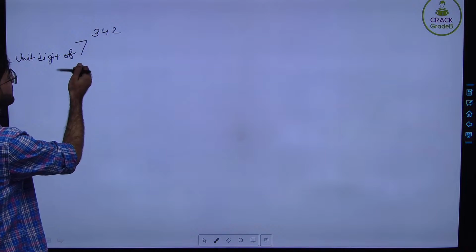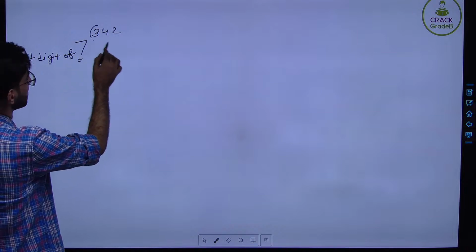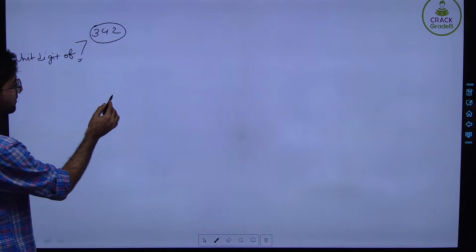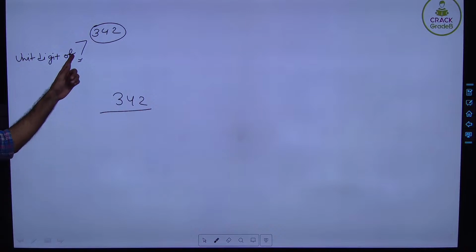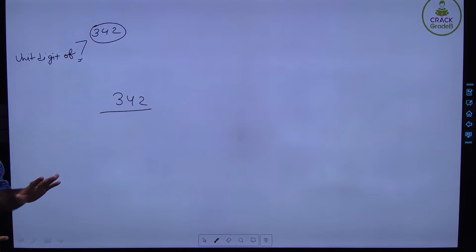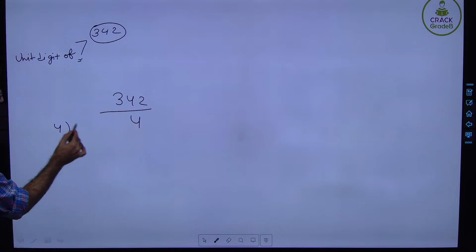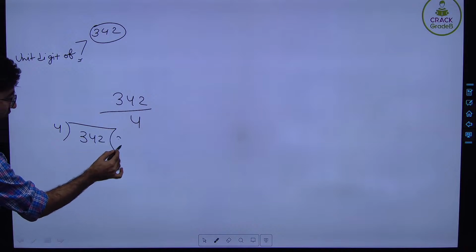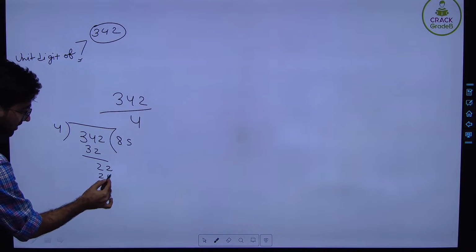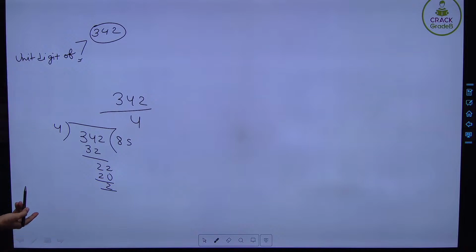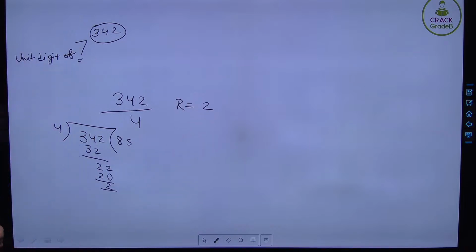Whenever we are asked to find the unit digit of 7 to the power 342, look at the power. The power is 342. Now we will divide 342 by the cyclicity of 7. What is the cyclicity of 7? The cyclicity of 7 is 4. Now we will divide 342 by 4. 4 into 8 is 32, then 22, so 4 into 5. What is the remainder? The remainder is 2. If you divide 342 by 4, the remainder is 2.